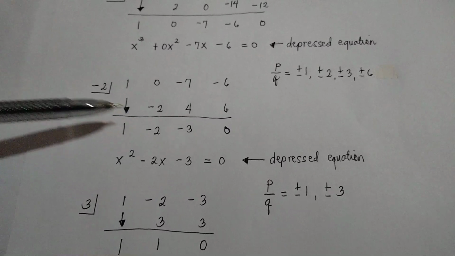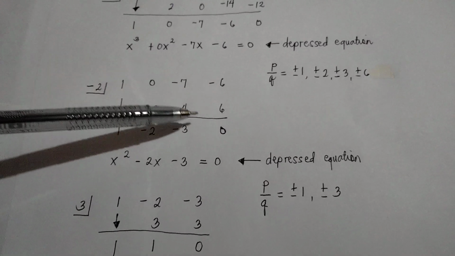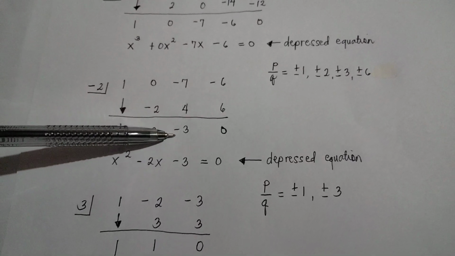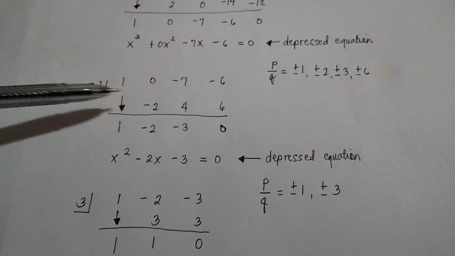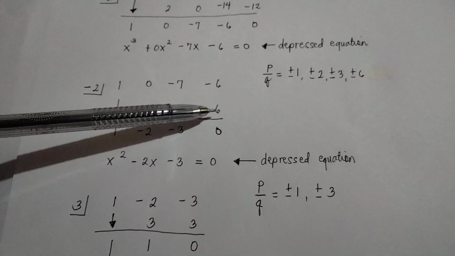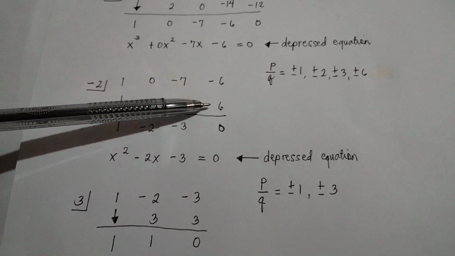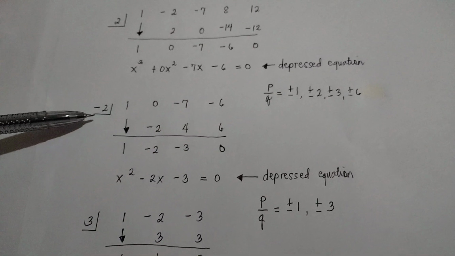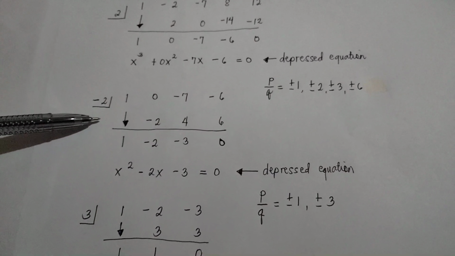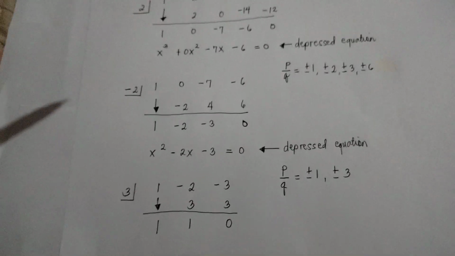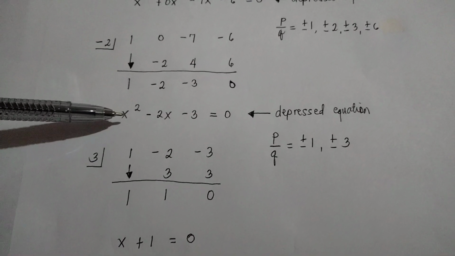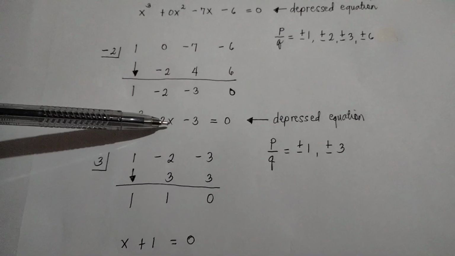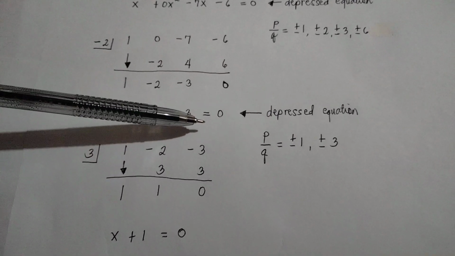Next, negative 2 times negative 2 is positive 4. Write it here. Negative 7 plus 4 is negative 3. Negative 3 times negative 2 is 6. Write it here. Negative 6 plus 6 is 0. The remainder is 0. Therefore, negative 2 is one of the rational roots. So our depressed equation now is x squared minus 2x minus 3 equals 0.